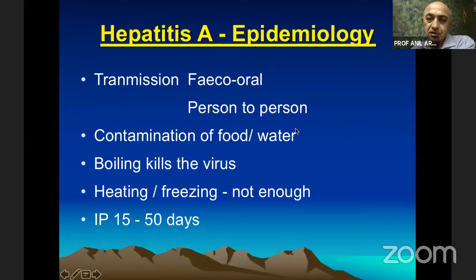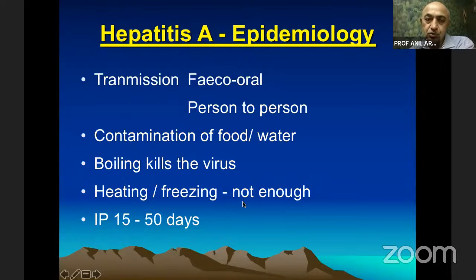Classically, the disease spreads by the fecal-oral route. That means an infected person transmits the infection through the feces via the fecal-oral route to another person. So it has to be contaminated food or water of an uninfected person, which has by default come in contact with the fecal-oral contamination of the infected person. Mind you, only boiling kills the virus. Freezing and heating are not enough.